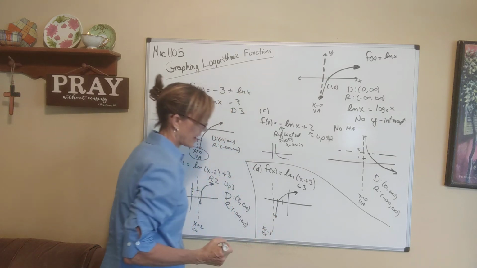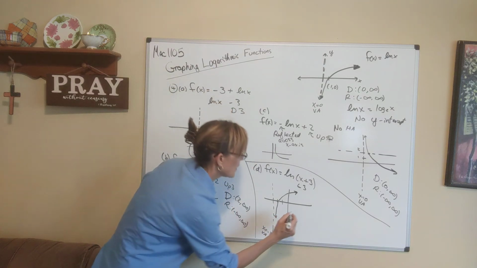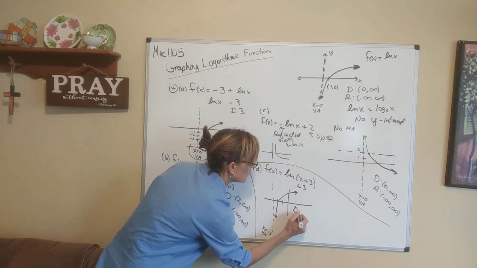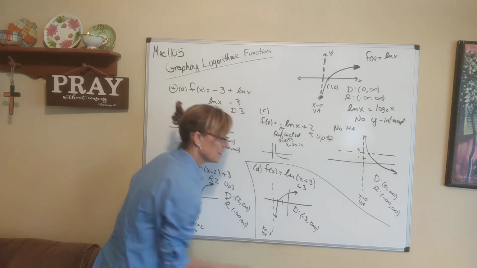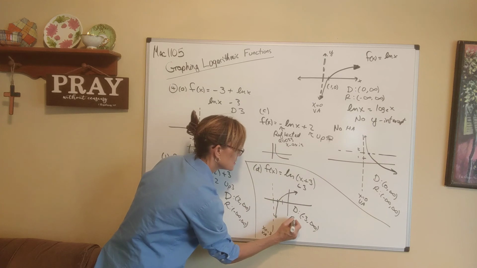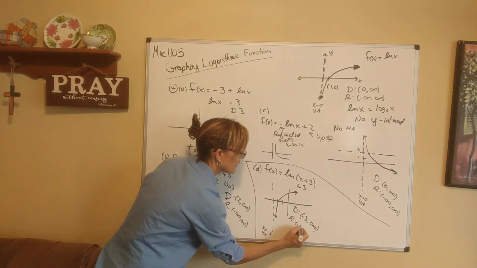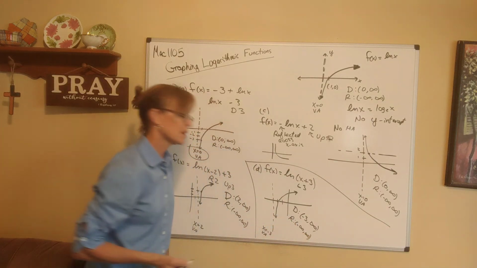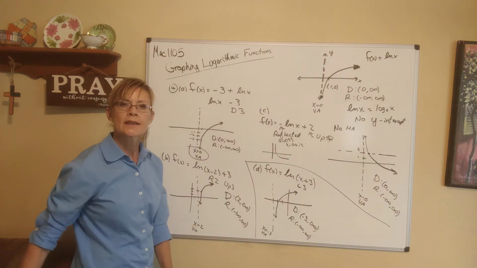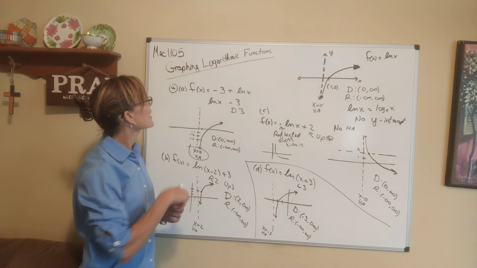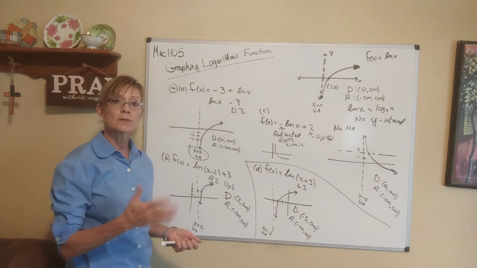That's what the graph will look like. The domain will be from negative 3 to infinity. The range will be from negative infinity to positive infinity. And the vertical asymptote is x equals negative 3. So that is graphing logarithmic functions and some transformations.